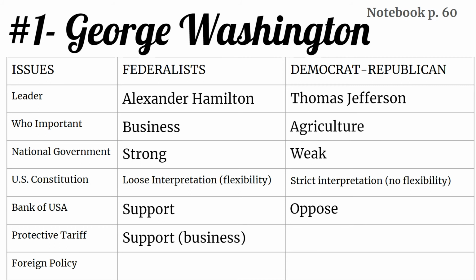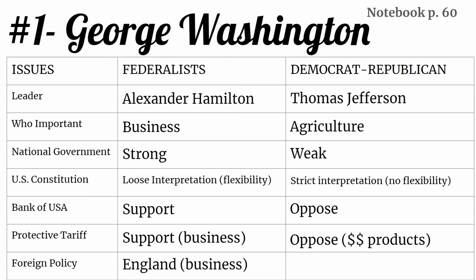The problem with this is you could have gotten a better pencil for 5 cents, but now because of this protective tariff, everything is more money. And Democrat Republicans oppose this. They're like, why are we paying more money just for American products if the American products are inferior? And when it comes to foreign policy, Alexander Hamilton supports England. Yes, the people that we just had a rebellion against, the people that are still causing problems that we'll talk about in a little bit.